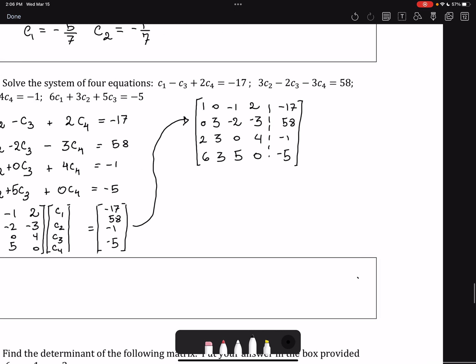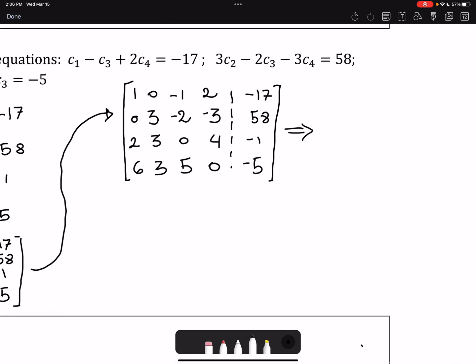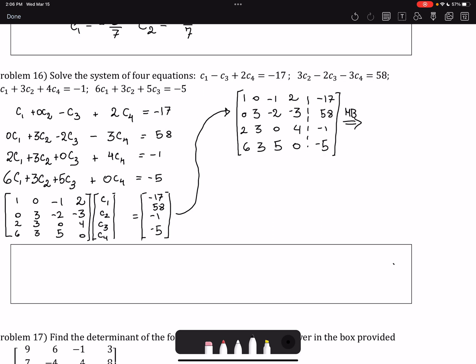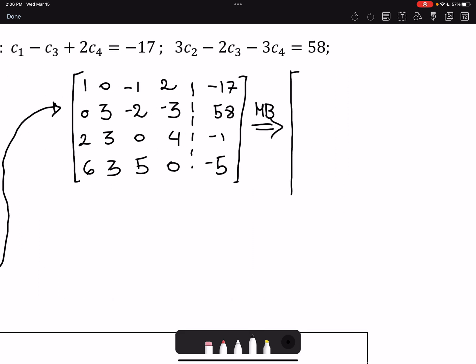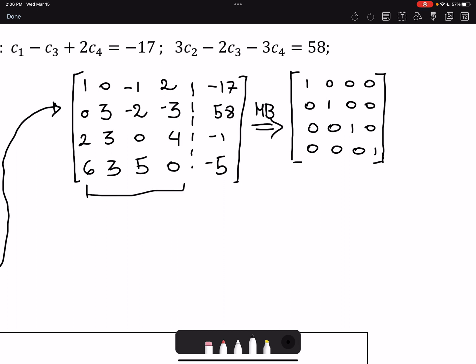Then, if I put this in MATLAB, and you'll see that in the next video, or in part B of this video, what I get is the identity matrix. So it's a 1, 0, 0, 0, 0, 1, 0, 0, 0, 0, 1, 0, and 0, 0, 0, 1, because it was a 4 by 4, right? So this is what you get for an identity matrix of a 4 by 4.